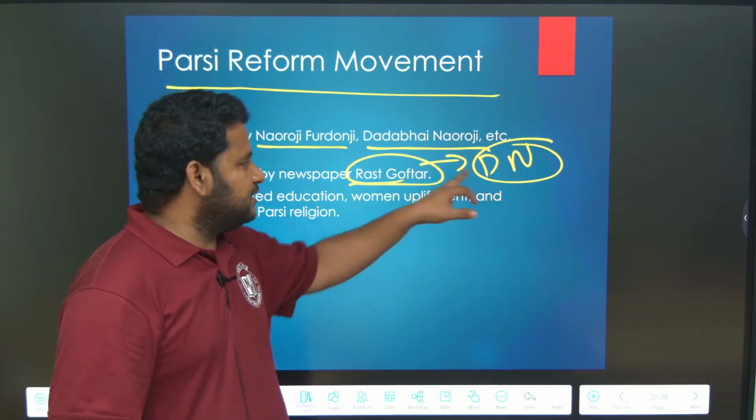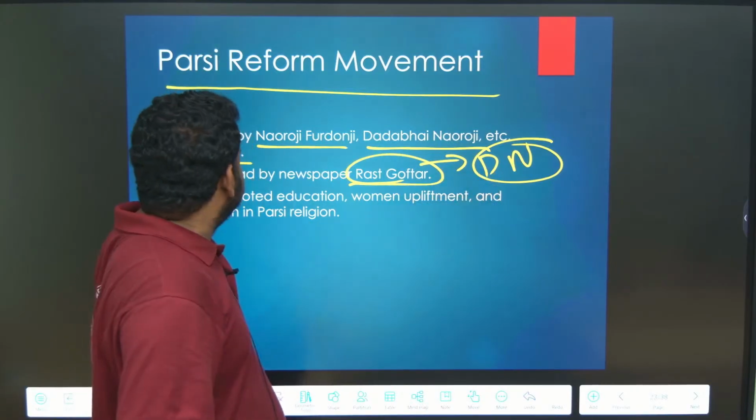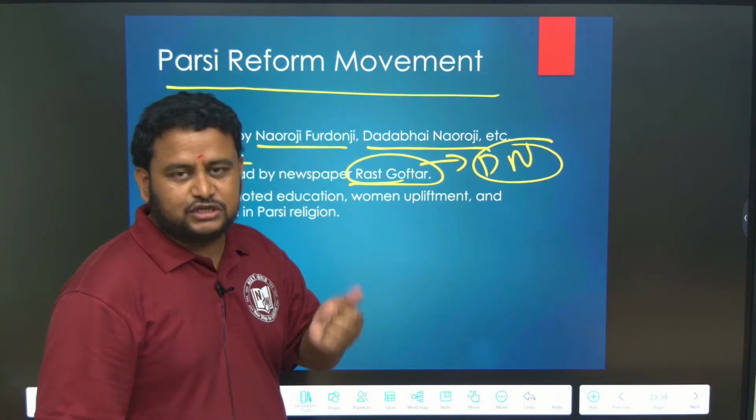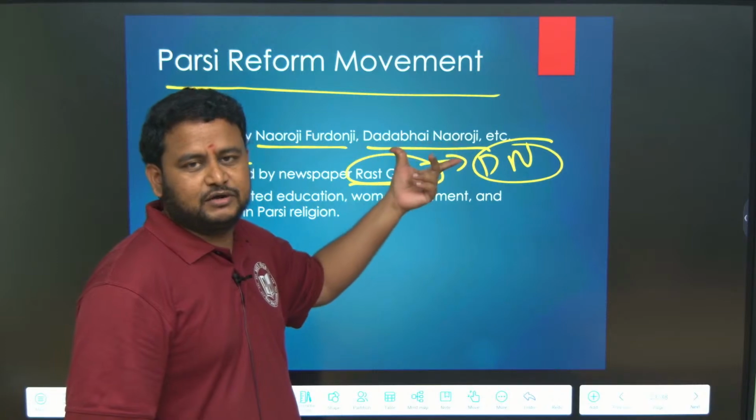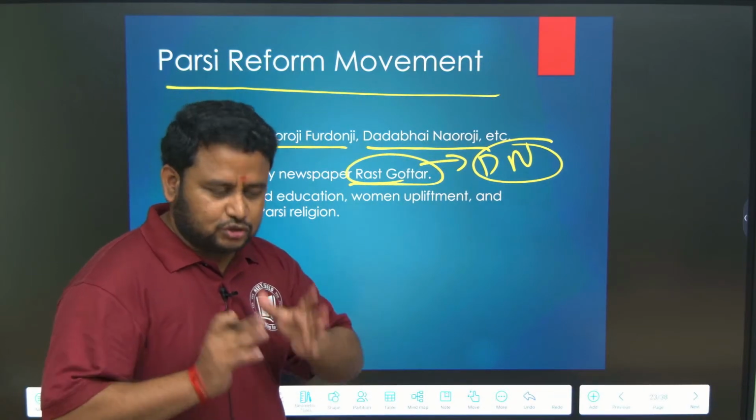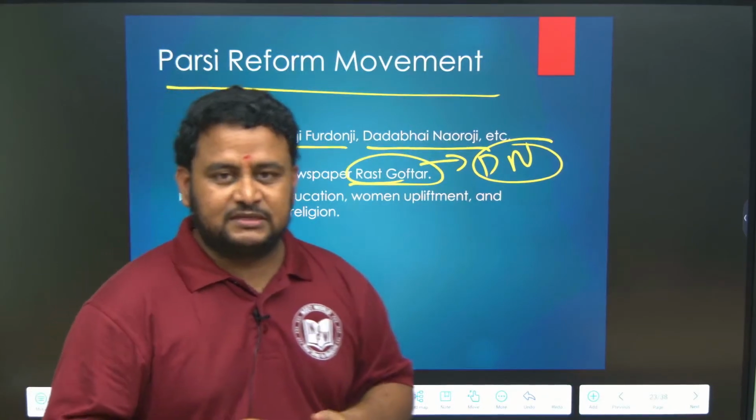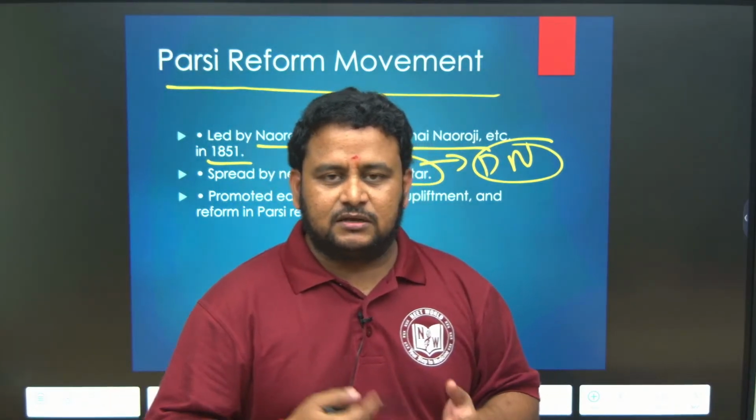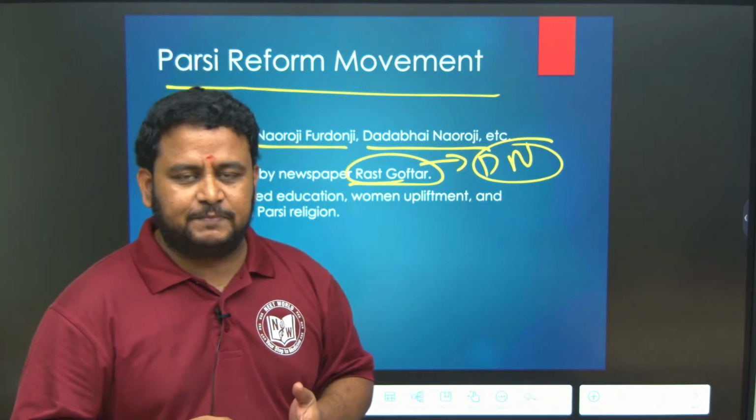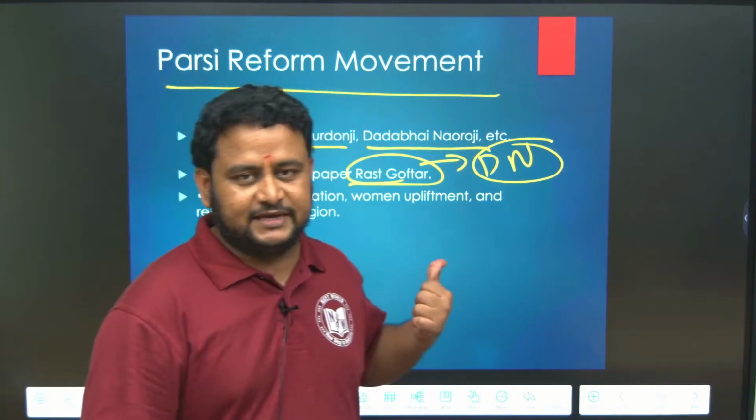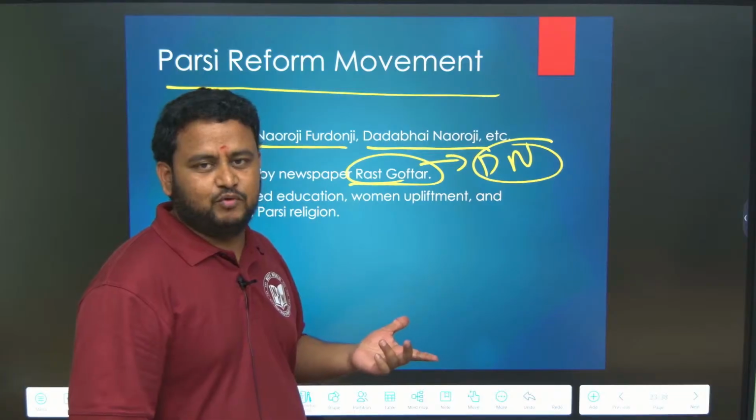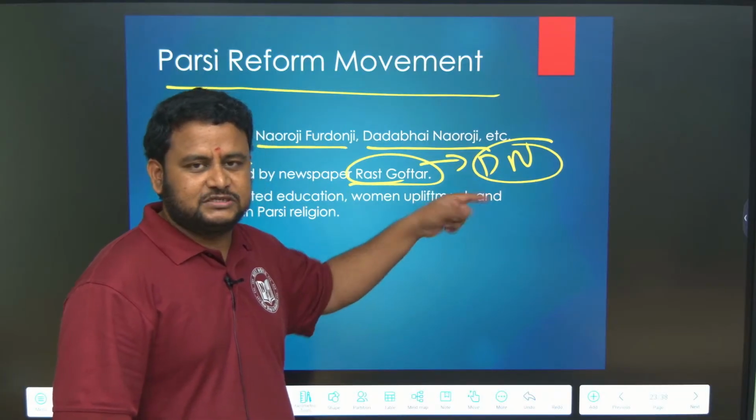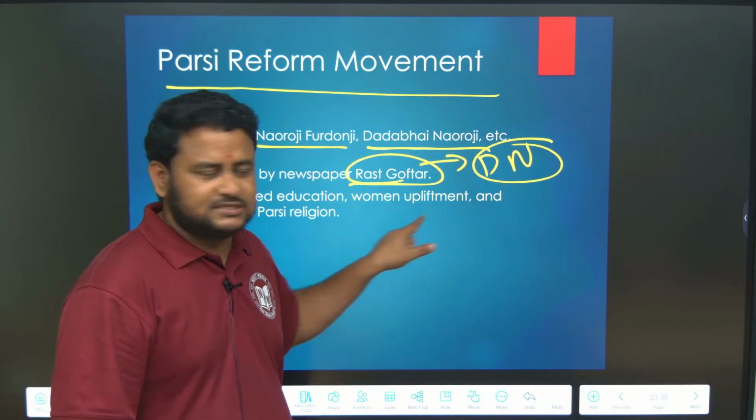So the Parsi reform movement was led by Naoroji Furdunji, and later carried forward by Dadabhai Naoroji. And I told you about socio-religious reform movements, the role of the press, the role of Western ideas. That was spread through newspapers. So the role of the press came into being here. For example, newspapers were used to spread the Parsi reform movement, and the newspaper he used was started by Dadabhai Naoroji, that is Rast Goftar.